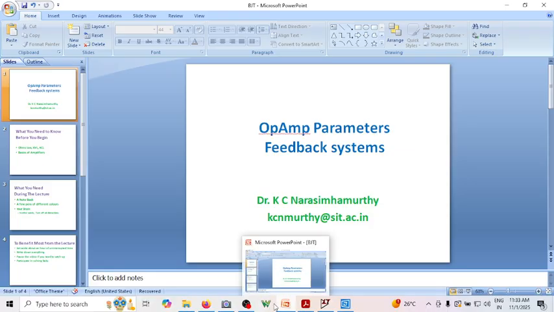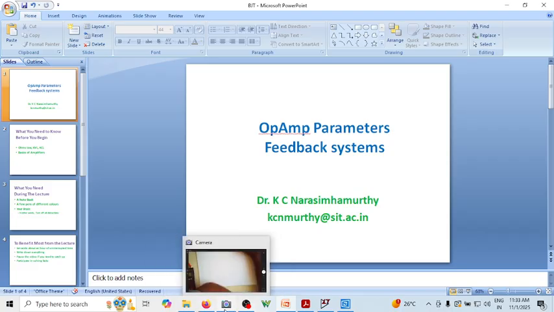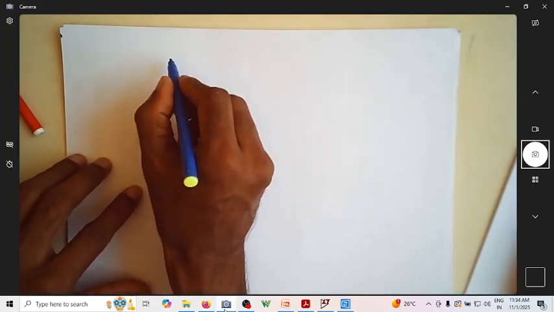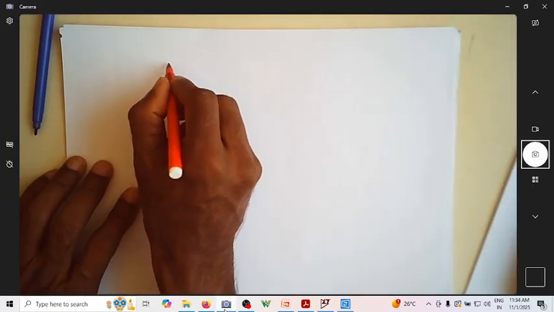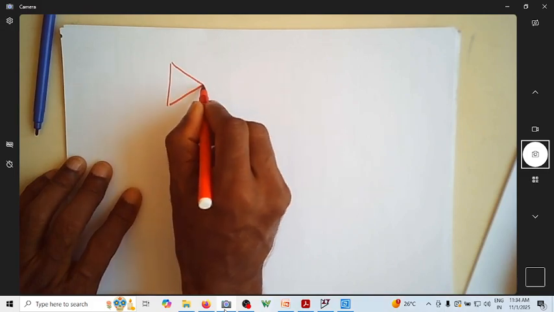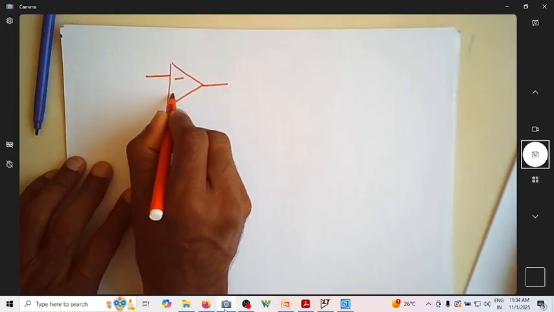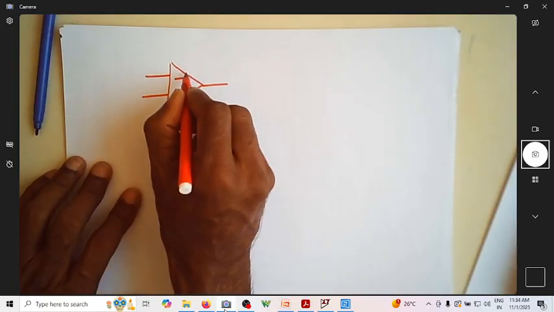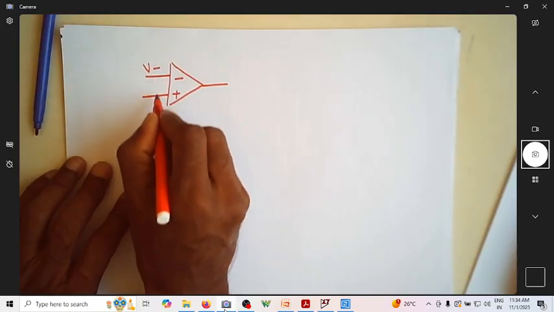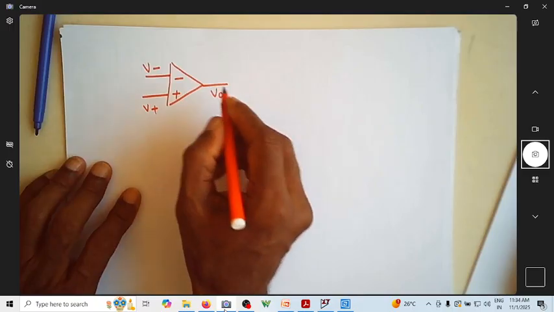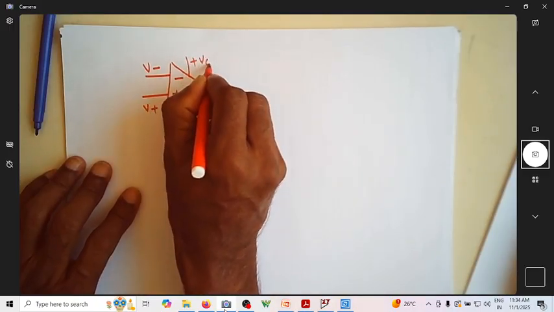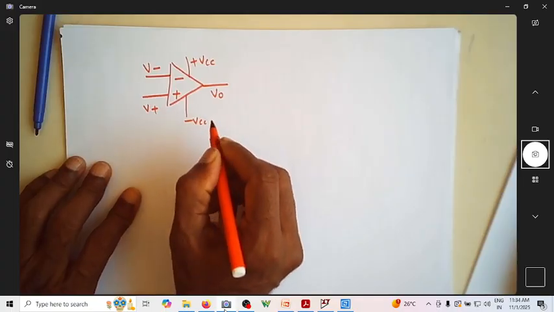Let us move on. We know that an op-amp is nothing but an amplifier, meaning this op-amp symbol what we have. This is the inverting terminal, and there is a non-inverting terminal, which we labeled as V minus and V plus, and this is V naught. Of course we're going to have the supply voltage plus VCC and minus VCC.